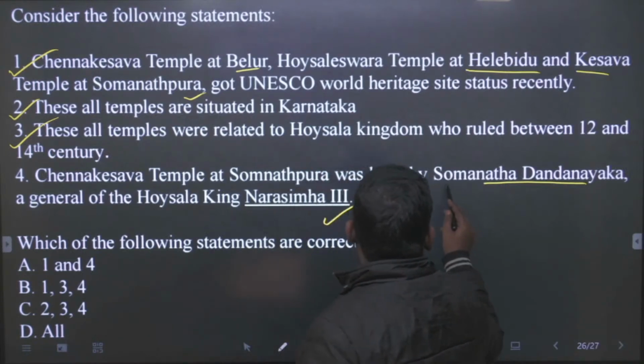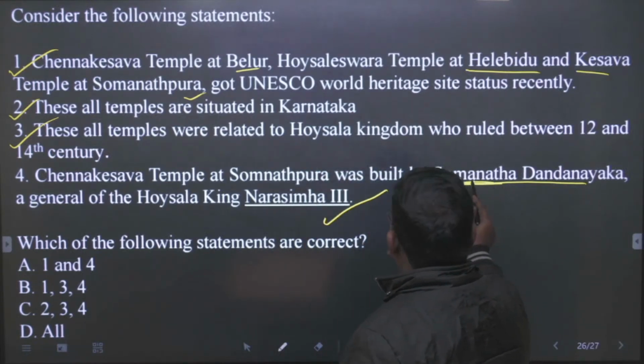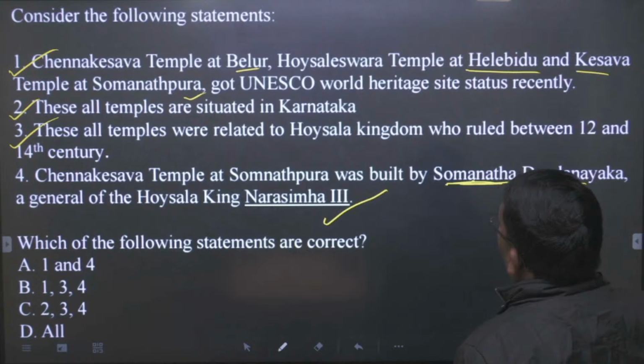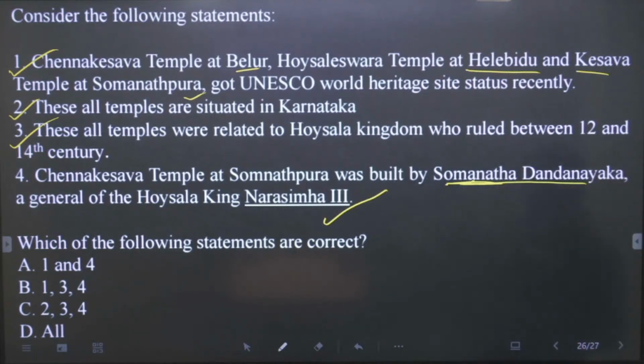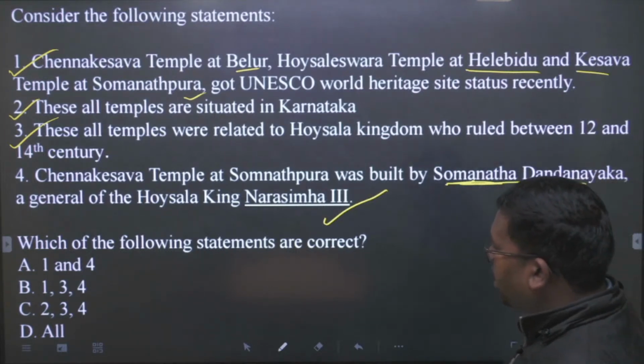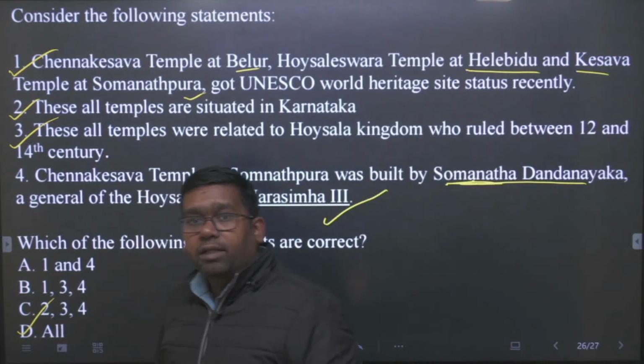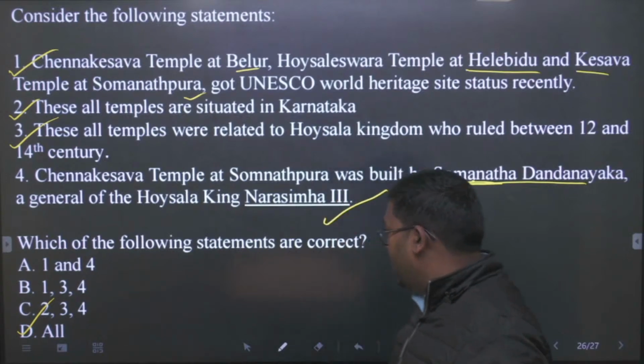Especially the temple of Somnath, the Somnath Dandanayaka, that is the name. This temple is sometimes named the Chennakeshava temple at Somanathapura. So this is also true. So the answer of this question will be D. Let us have a look at the temples. Let us look at an image of the temples.